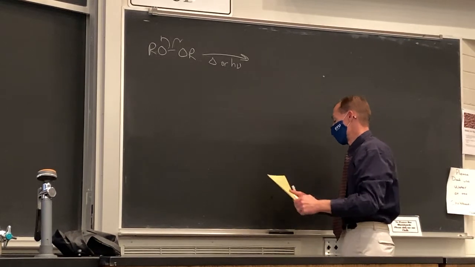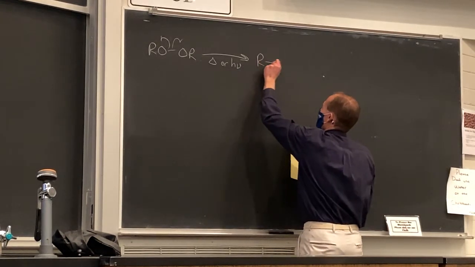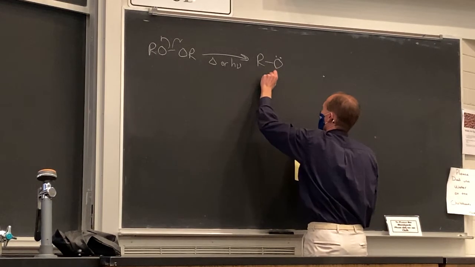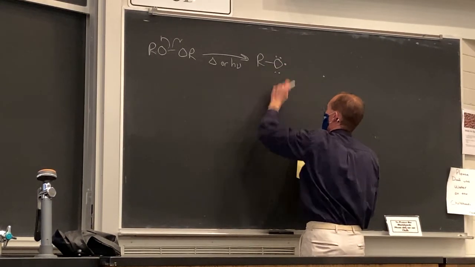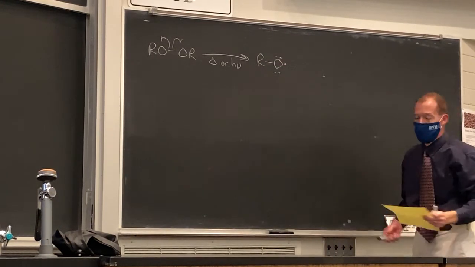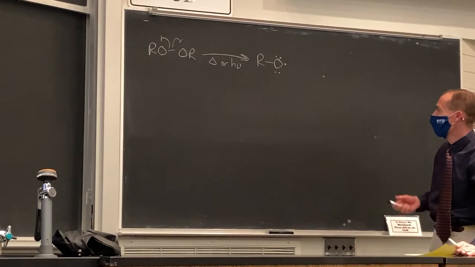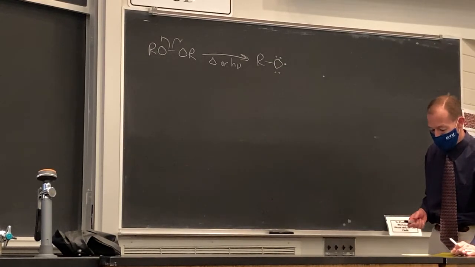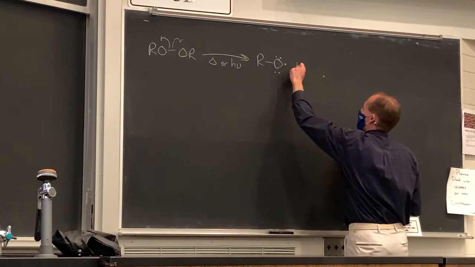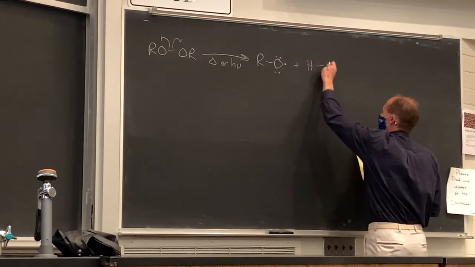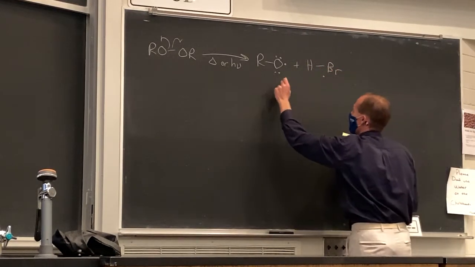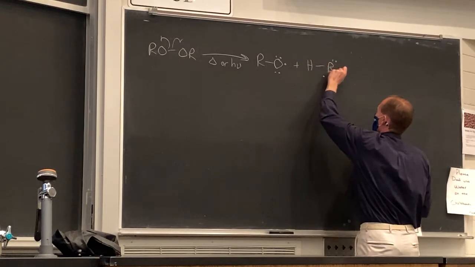You do have to add some energy, and that's going to give you your peroxy, your oxygen-centered radical, and then that is able to react with HBr to abstract a hydrogen atom.